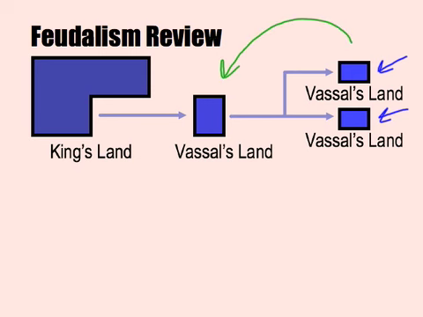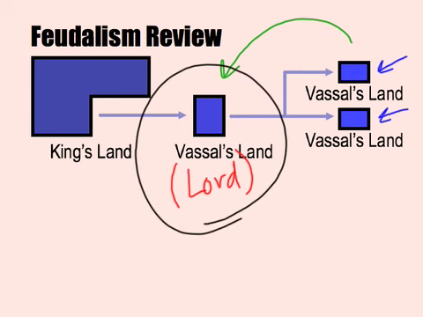In addition to being a vassal of the king, he is now also a lord. We talked about how if you give away land, then you are a lord, and if you receive land, you're a vassal. So it's actually possible for this person to be a vassal and a lord at the same time. That's feudalism in a nutshell, and we've talked about feudalism before.